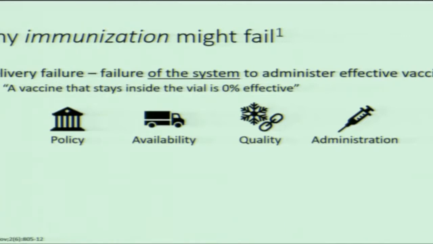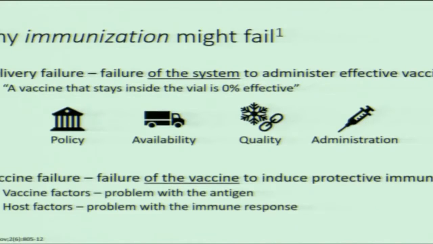And there are many reasons why the delivery of vaccines might fail. It might be because of vaccine policy. It might be because vaccines aren't available. It might be because the quality of vaccines is poor because of disruptions in cold chain. It might be because there are problems in administering the vaccine properly, or not administering the vaccine at all because of provider or patient behavior. This constitutes the vast majority of immunization failure worldwide, and it's important to remember this and prioritize our efforts towards fixing this.